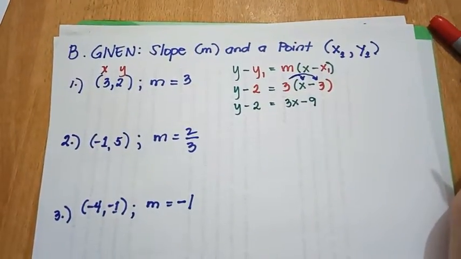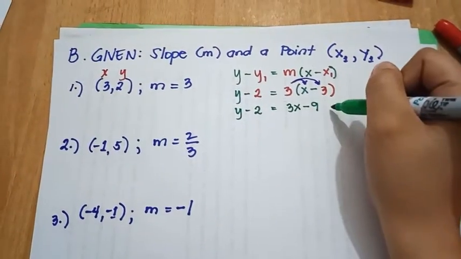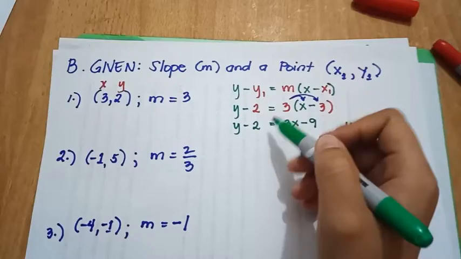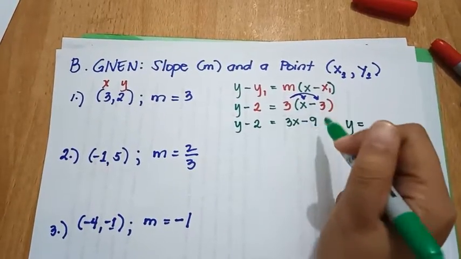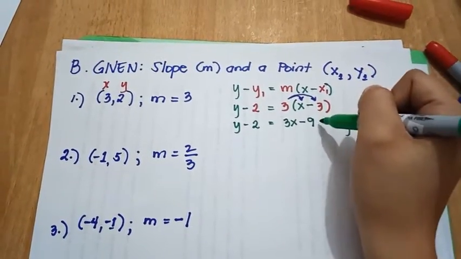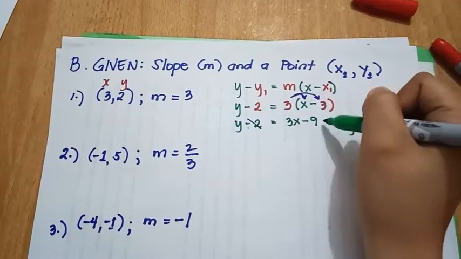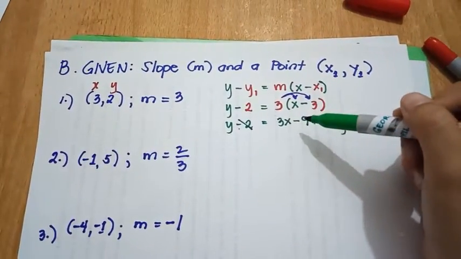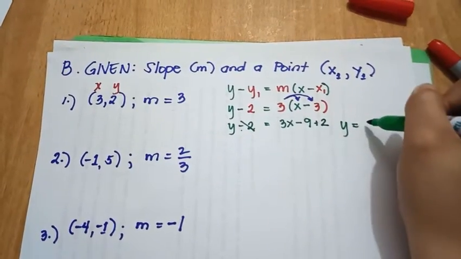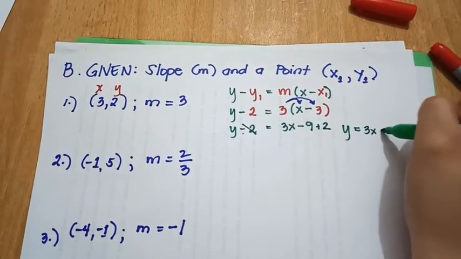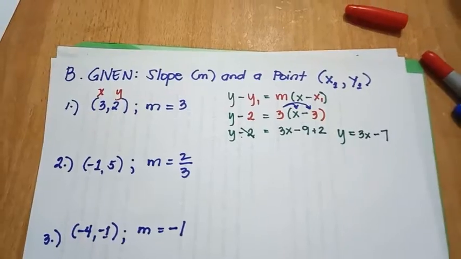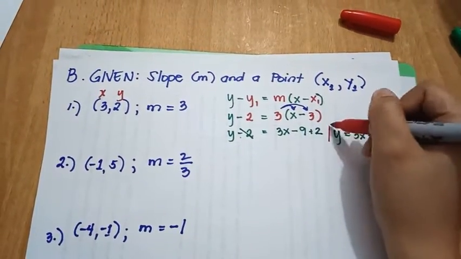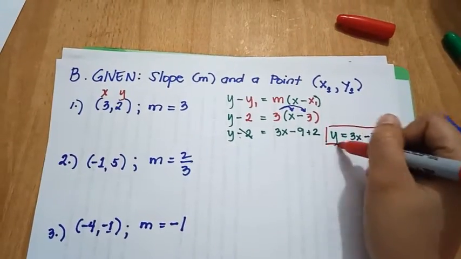Writing the equation in slope-intercept form, we will have y equals, transpose negative 2 to the other side, it will become positive 2. Okay, so negative 9 plus 2 is negative 7. So our first equation will be y equals 3x minus 7.